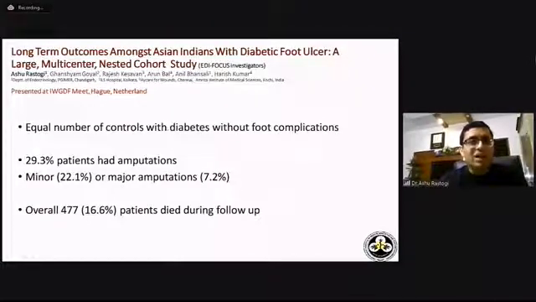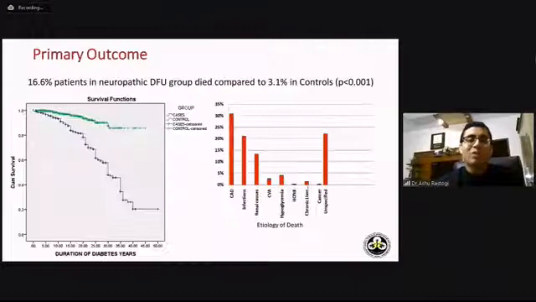This data was presented at the IWGDF meet at The Hague, Netherlands in 2019. We also found out that almost 1/5 of these patients die early as compared to a control cohort who were diabetic but who did not have a neuropathic foot ulcer. This is shown by this slide. Around 16% of patients with neuropathic foot ulcer died over a period of 8 years, compared to 3.1% in controls. You can see from this Kaplan-Meier curve that if a patient is having neuropathy, and on top of that he develops a foot ulcer, he is likely to die. So you have to diagnose it very early, and these are just the causes of death.